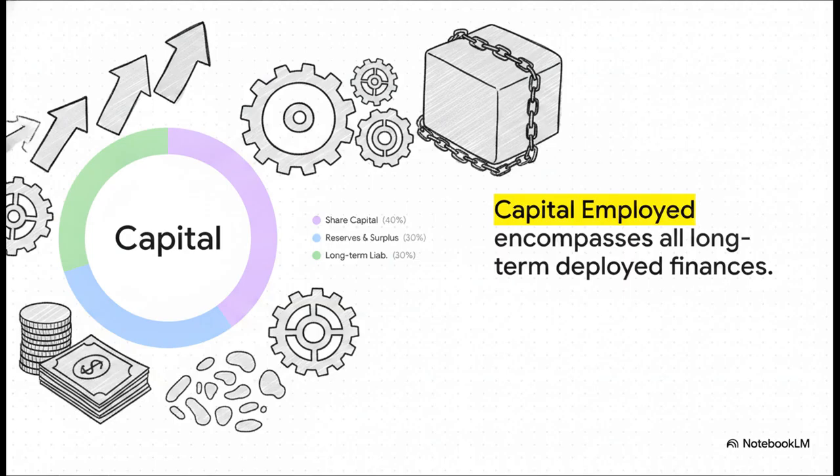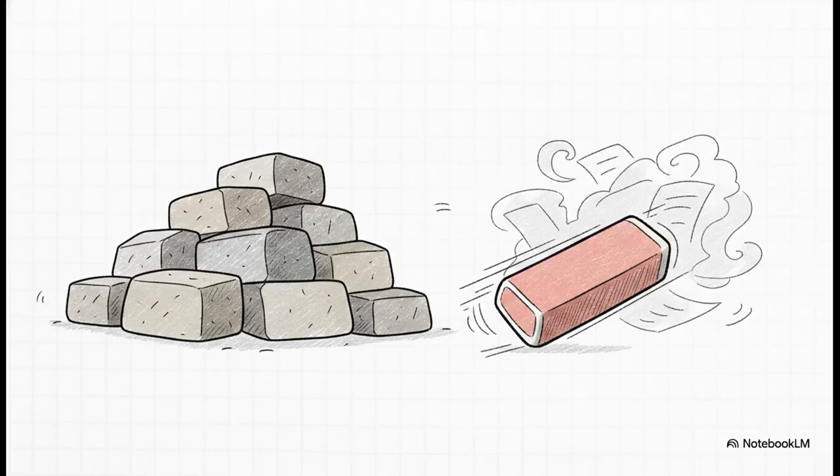It is a heavy-duty combination of the paid-up share capital, the accumulated reserves and surplus, and all the long-term liabilities, like your bank loans and debentures. Together, these components make up the structural, weight-bearing columns driving the business's fixed assets and net working capital forward. So the crucial point is, when we're calculating capital employed, we want to measure the tangible, actually deployed finances.